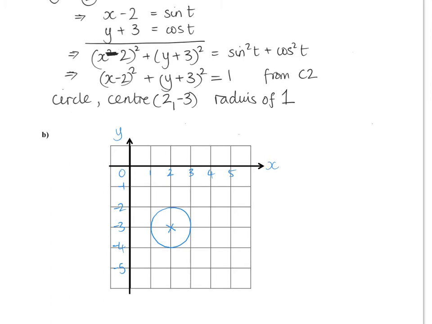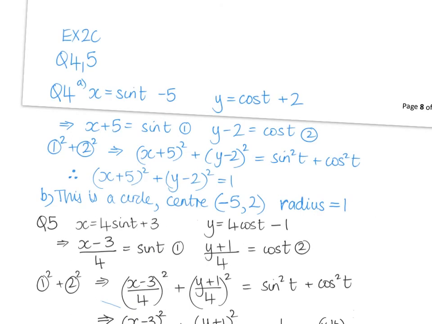Right, what I'd like you to try now in the same way, so you may have to look up some of the trig equations identities from C3, but on exercise 2C I'd like you to do question 4 and question 5. If you stop the video now, have a go at those and then I'll put the solutions on for you. Exercise 2C then, question 4 and 5.